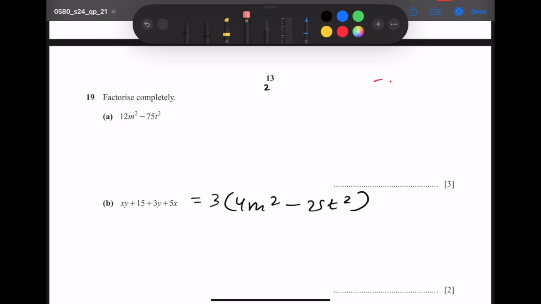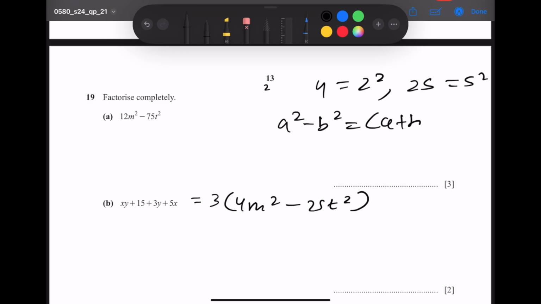So as you can see, 4 and 25 are both square numbers, since 4 is equal to 2 square and 25 is equal to 5 squared. And for any question where a square minus b square is equal to a plus b, a minus b, this is an identity.